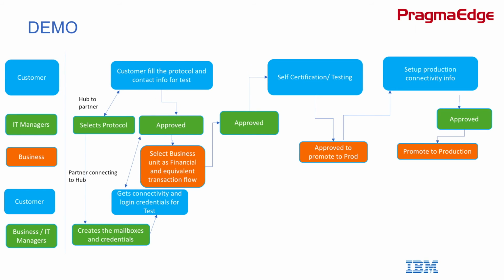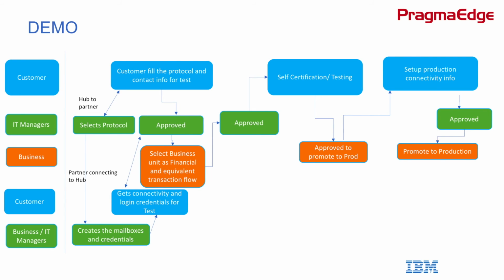And once approved, we are all set to build out the workflow process by selecting the business unit as financial and selecting the equivalent flow based on the transactions that we need. And on filling up all the information, it is again sent to the sponsor for approval process, and then the self certification process, which is a handshake process between the partner and the customer, wherein a sample test file is sent and the connectivity test is performed.